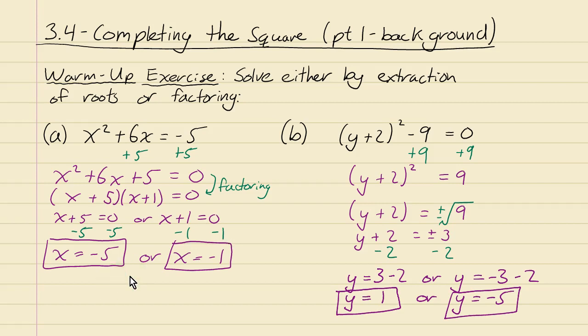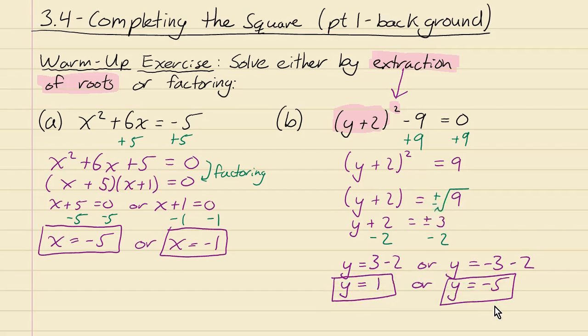With this one, since you have it written as something squared here, that's when you want to do it by extraction of roots, because you can get the thing being squared, the y plus 2 squared, by itself on one side, and then you can do the extraction of root step here, which is just taking the square root of both sides, and after you do all the steps, you get either y is 1 or y is negative 5. So hopefully you got those ones right.